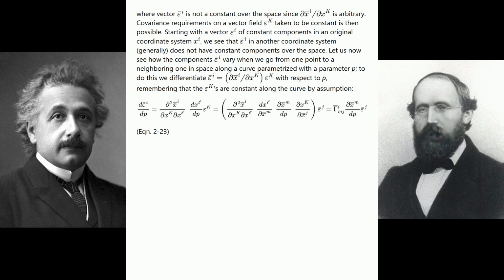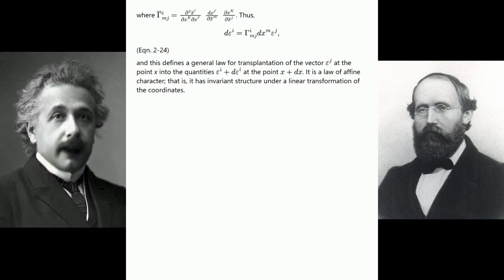See equation 2-23, where γ̄^i_mj = (∂²x̄^i/∂x^k∂x^l)(dx^l/∂x̄^m)(∂x^k/∂x̄^j). Thus, see equation 2-24. And this defines a general law for transplantation of the vector ε^j at the point x into the quantities ε^i + dε^i at the point x + dx. It is a law of affine character. That is, it has invariant structure under a linear transformation of the coordinates.